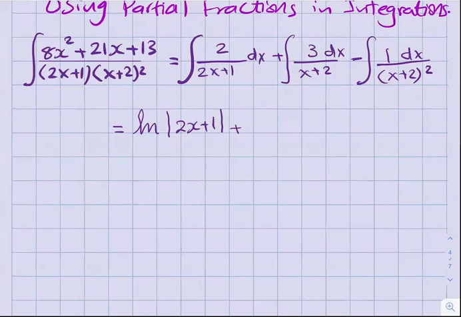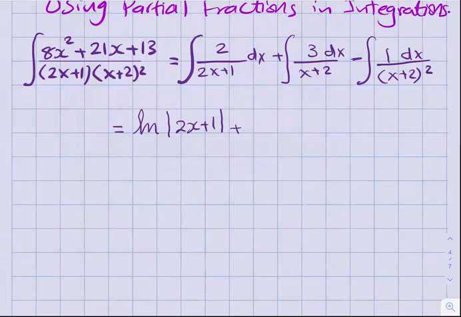The second one, 3 over x plus 2. You can take the 3 outside and deal with 1 over x plus 2. It's like 1 over x. So if you have 1 over x, you will say ln x. If you have 1 over x plus 2, it's going to be ln of x plus 2. Yeah, well done, Yusuf. Thank you.